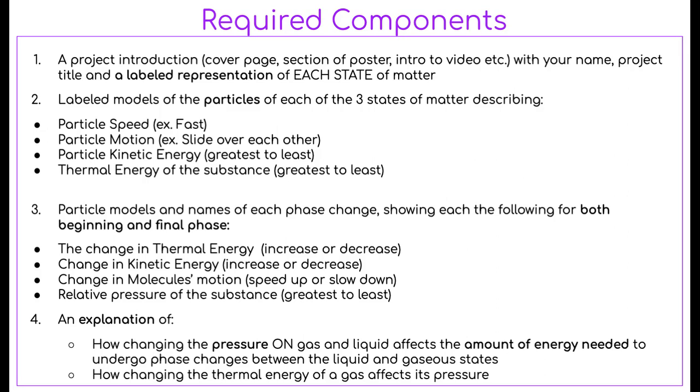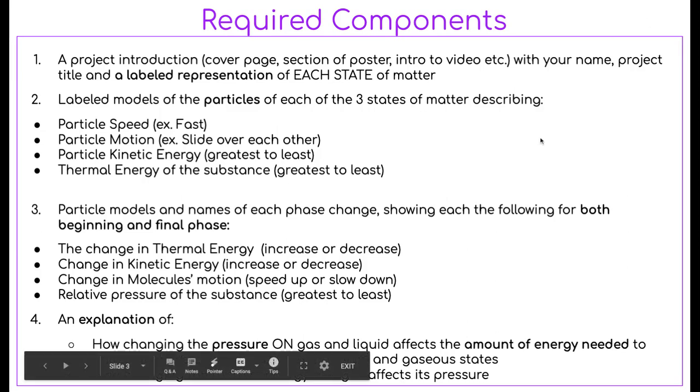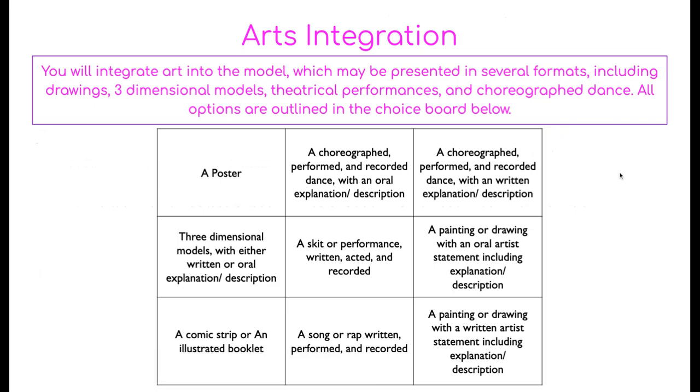So now that we see all of the required science components that are necessary, now we're going to look at the different artistic modes that you can use to create your model. As it is an arts integration project, you will be conveying the meaning of your model through some sort of artistic process. This may be in several formats, including all of the multiple modes included in this choice board. So let's quickly look at what our options are. You can create a poster. You can create and perform and record a dance.